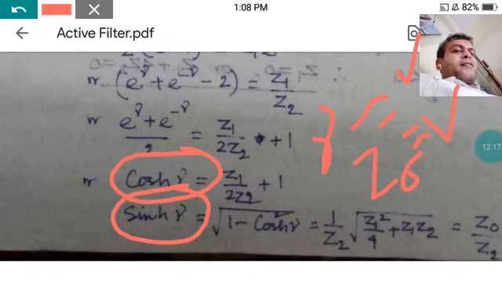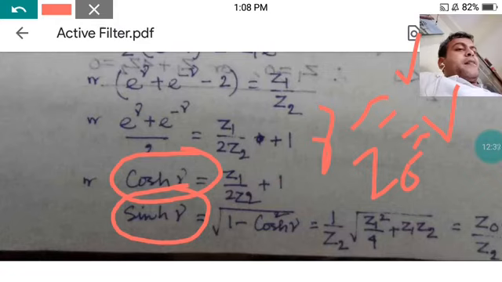In the next class I will discuss much more detail on this, so please be with us and follow my lecture classes. It will be the third lecture when I will be giving much more details on the active filter, and at the end of the session we will do some numerical problems on the active filter also.